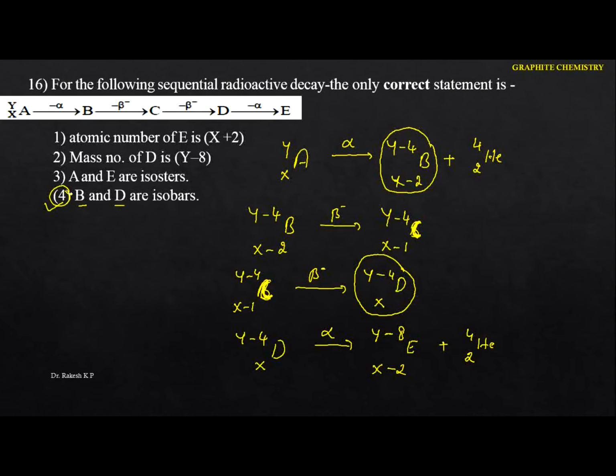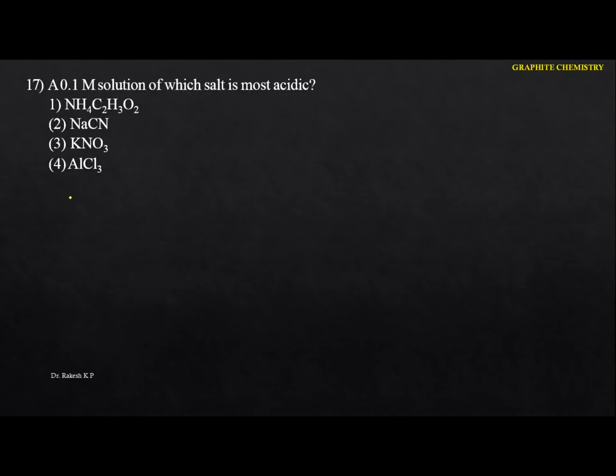Okay, so next one: 0.1 molar solution of which salt is the most acidic one. Now we have to identify. So that means you want the salt. To identify the 0.1 molar solution of which salt is more acidic.